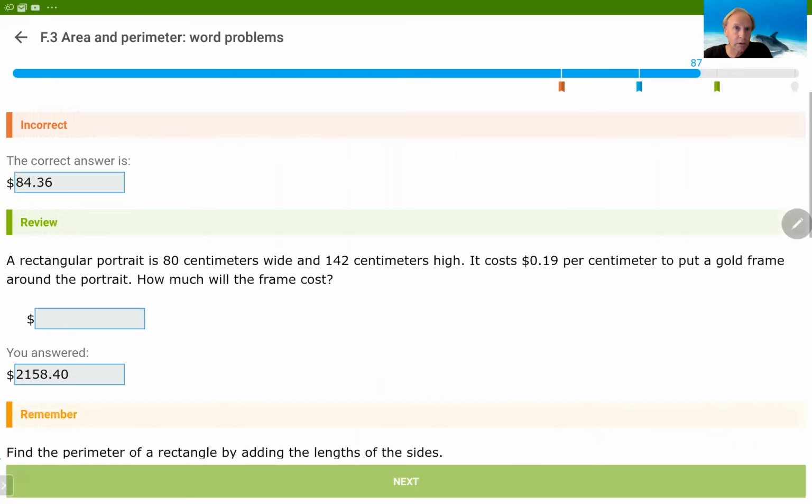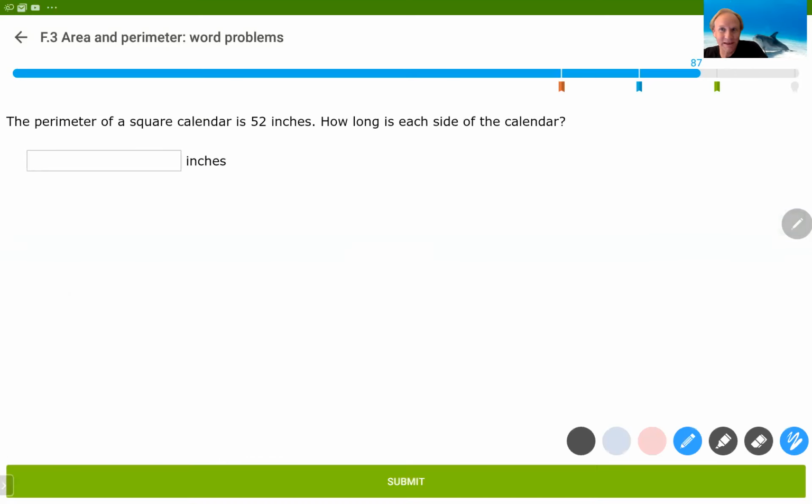Here we go. Not again. What did I do? Oh, God. I wondered why it was so expensive. I wanted the perimeter. I have really got to read my questions today.